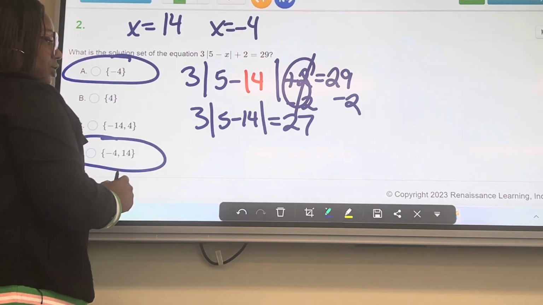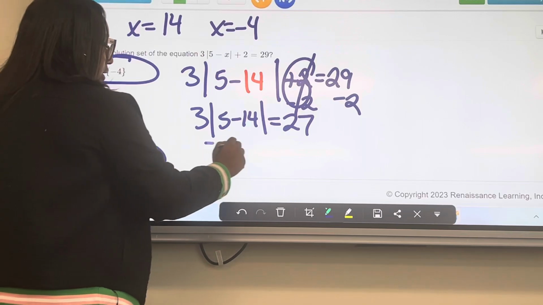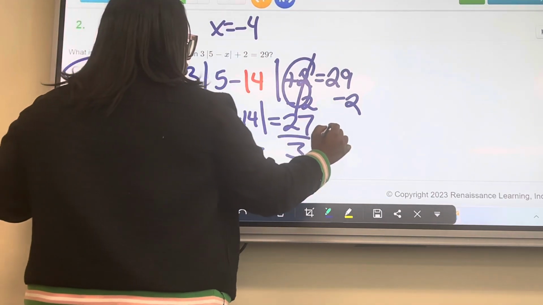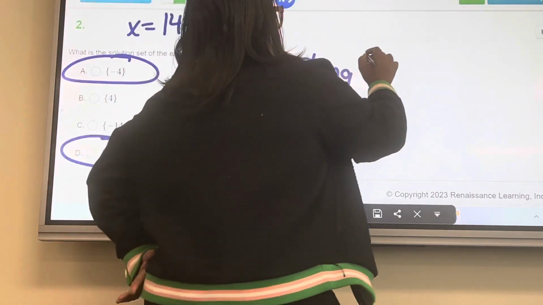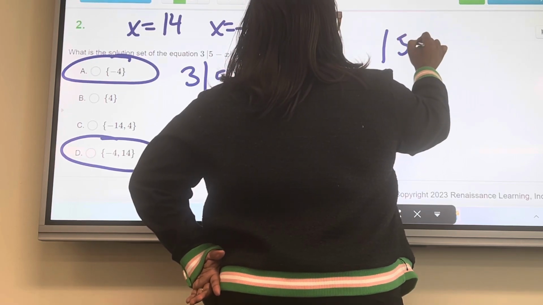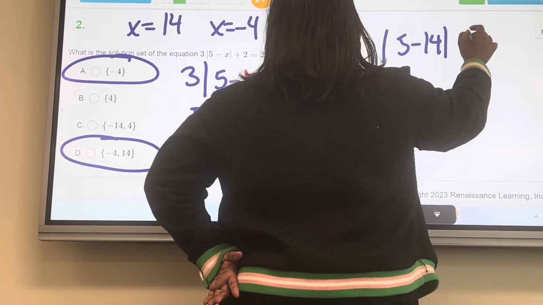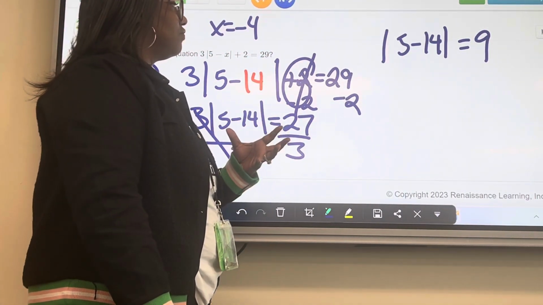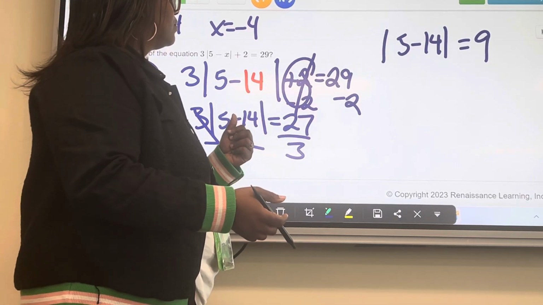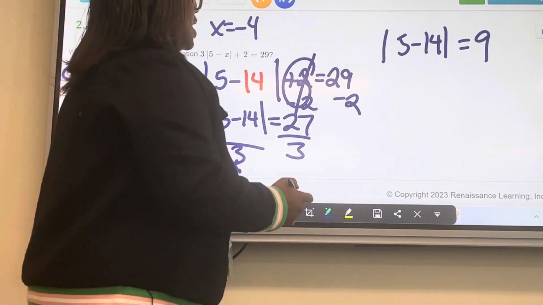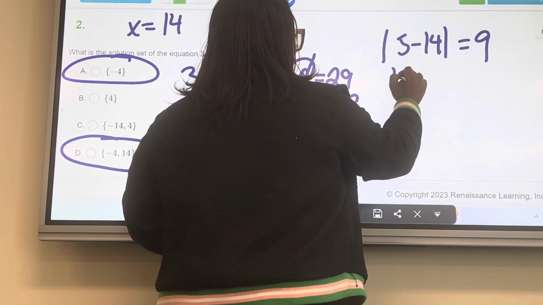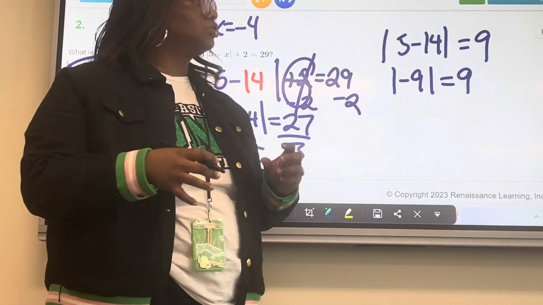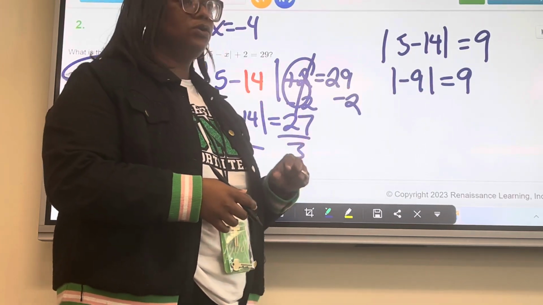Now I'm going to divide by 3 on both sides. So I get the absolute value of 5 minus 14 should equal 9. Now I think to myself, what is 5 take away 14? I get -9. So I'm left with the absolute value of -9 should equal 9. I want to know, is this a true statement? Is the absolute value of -9 equal to 9?